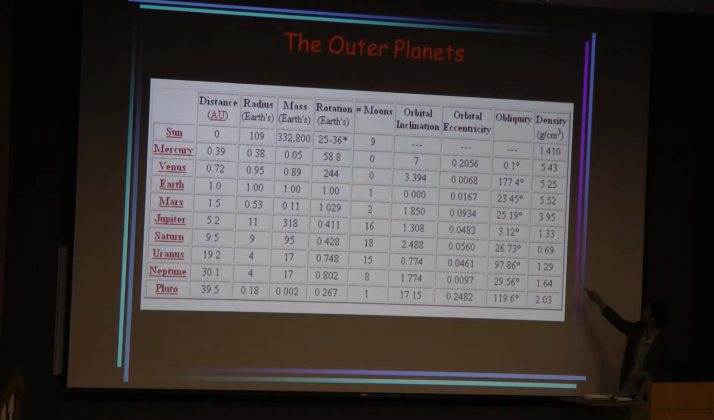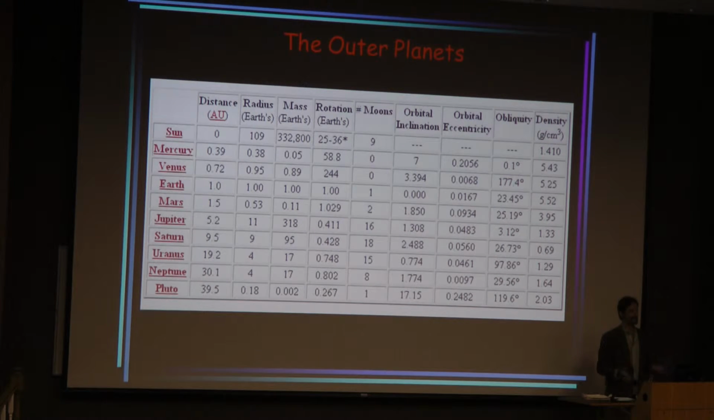Densities in the outer region. Saturn's the minimum at 0.69, but we see that Uranus and Neptune have densities pretty similar to that of Jupiter. And then when we get to Pluto, we see a density of around 2 grams per cubic centimeter. Well, it's sort of similar to Neptune, let's say, but Pluto for sure is not a gas giant planet. It's a tiny little object.